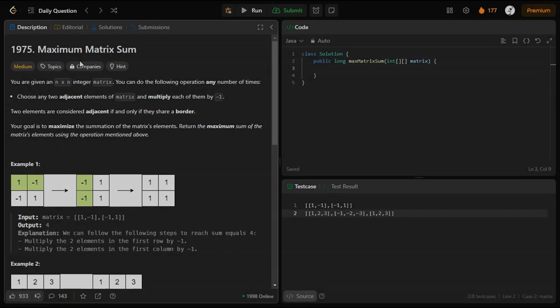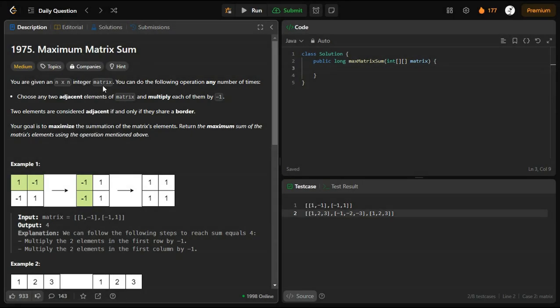So given this problem where we are given an n by n matrix and we can select any two adjacent elements of the matrix and multiply each of them by -1. The goal is to maximize the summation of the matrix's elements. Here, as we can see, we are given an example as well, where we shifted this -1 from here to here, and then we used the operation on these two cells, and we got the answer as 4.